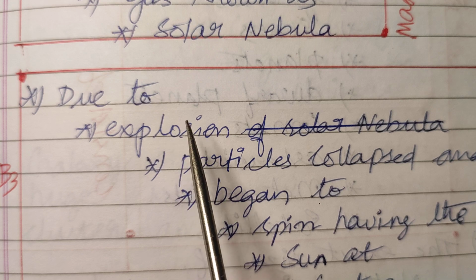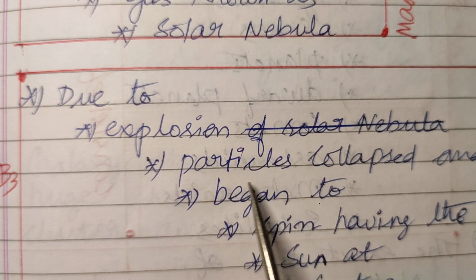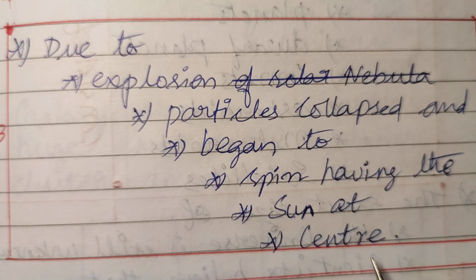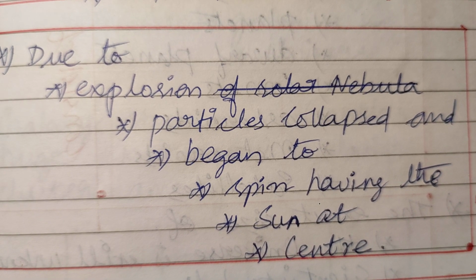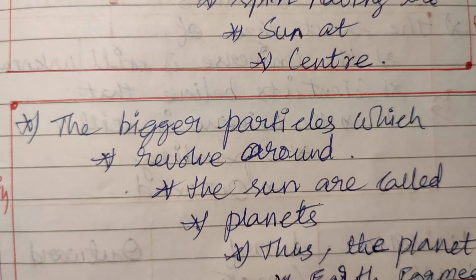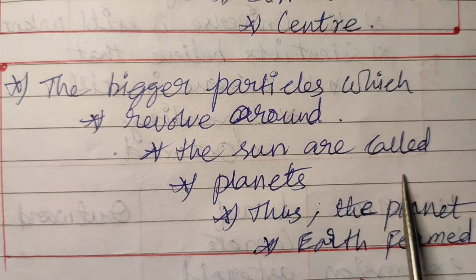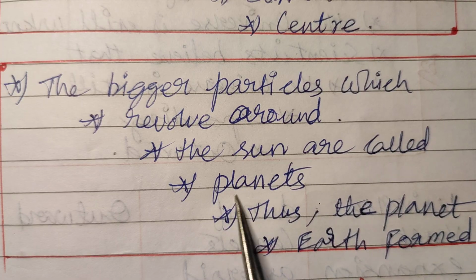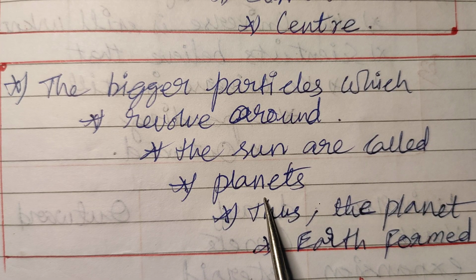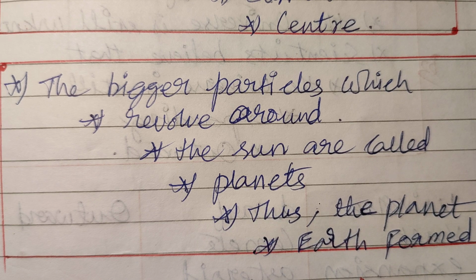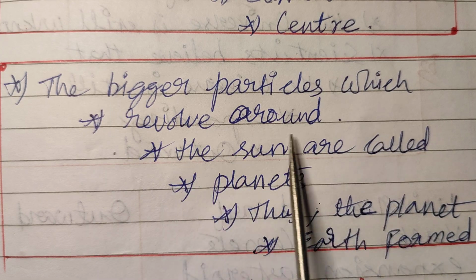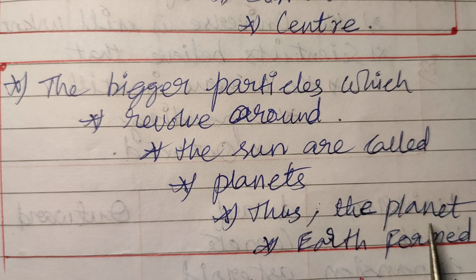Solar nebula, there was an explosion. The solar nebula particles collapsed and began to spin, having the sun at the center. This is the reason. The bigger particles which revolve around the sun are called planets. Thus the planet Earth is formed.